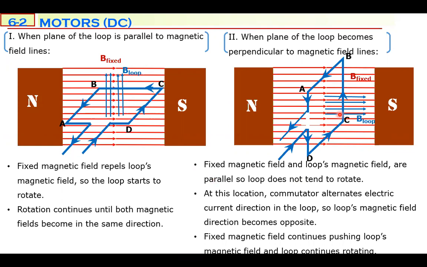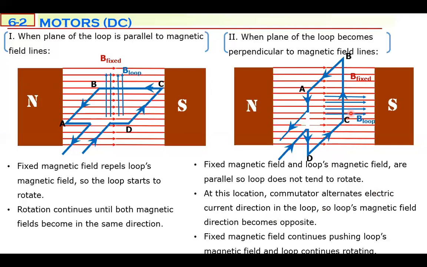How can we do that? If you change the electric current direction in this loop, and so change the magnetic field of the loop, this fixed magnetic field will continue pushing, repelling the loop's magnetic field. At this location, when the loop is perpendicular to the external magnetic field, the commutator alternates the electric current direction in the loop, so the magnetic field direction becomes opposite. It becomes to the left. Then the fixed magnetic field continues pushing the loop's magnetic field, and the loop continuously rotates inside this magnetic field.